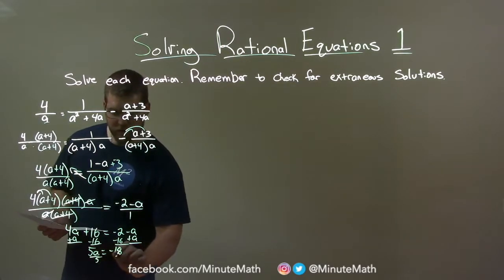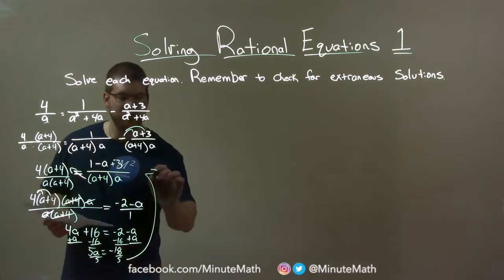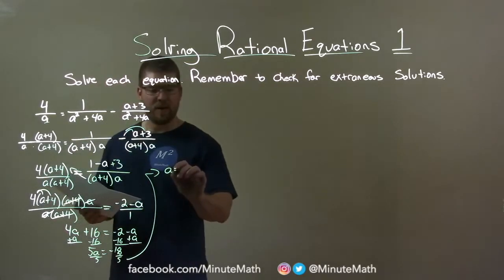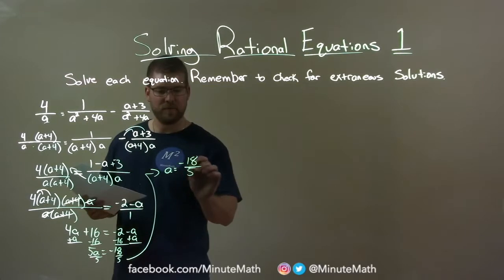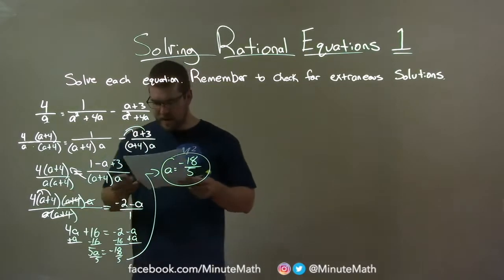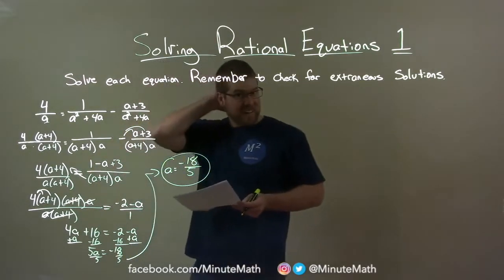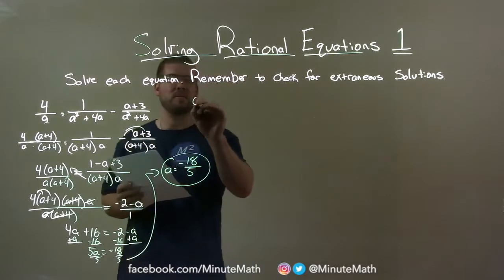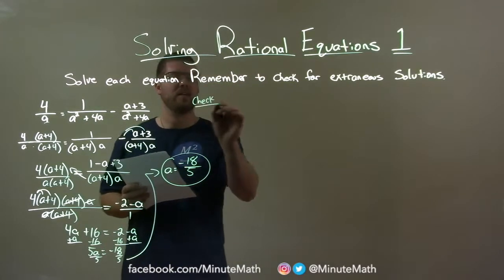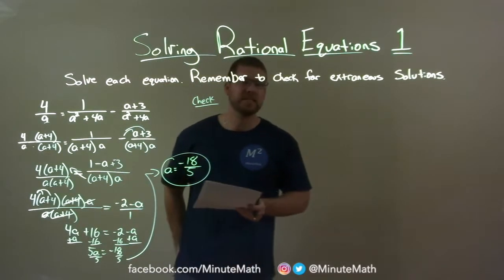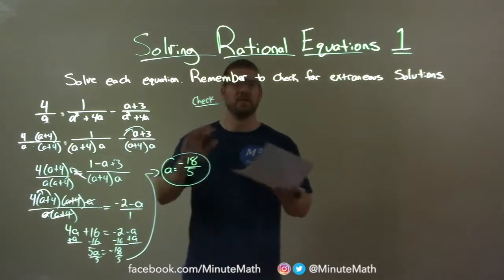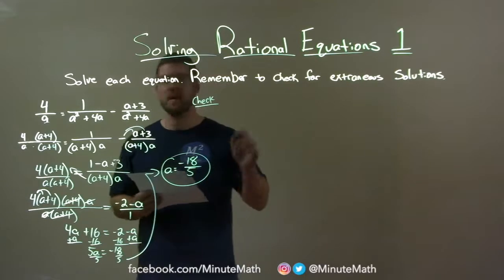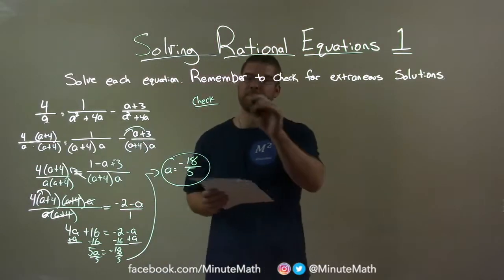Divided by 5 to both sides, getting kind of small. You can fit it right here, and a is now by itself, and it's just negative 18 over 5. All right, now they tell us we need to check for extraneous solutions, so let's go check. And to do that, we have to plug negative 18 over 5 in for a in our original equation and see if the left and right hand side are equal. So let's go write this out here.